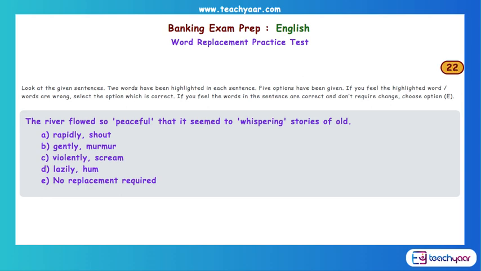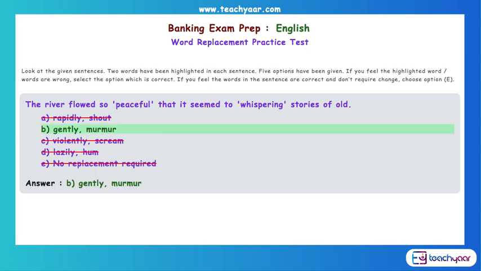The river flowed so peaceful that it seemed to whispering stories of old. Flowed so peaceful. So peaceful is wrong. We should have been peaceful, but peaceful, the word itself is wrong. So rapidly is wrong, violently is wrong, lazily is wrong, no replacement is wrong. And what is the answer? Gently murmur. The river flowed so gently that it seemed to murmur.